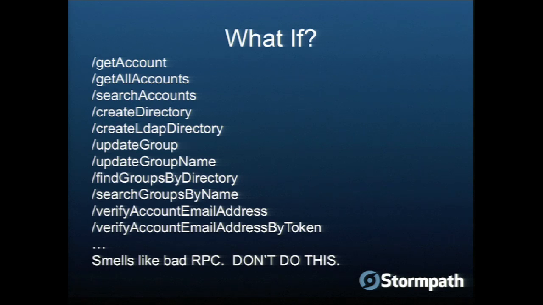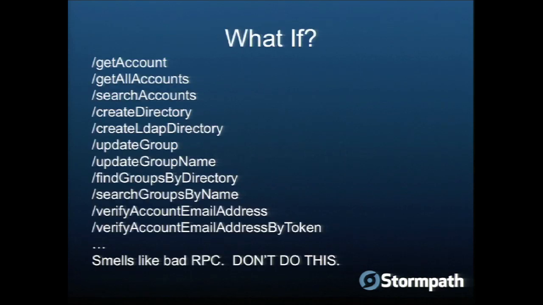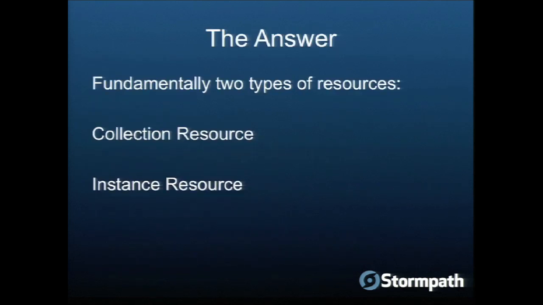Instead, we really do want to keep it simple, and by that, we go to a coarse-grained approach. When I say coarse-grained, there's really only fundamentally two different types of resources that you'll ever have to deal with when working with a coarse-grained REST API. The first is a collection resource, which itself contains other resources. And then there is what we call an instance resource, which is a single instance of a particular data type.